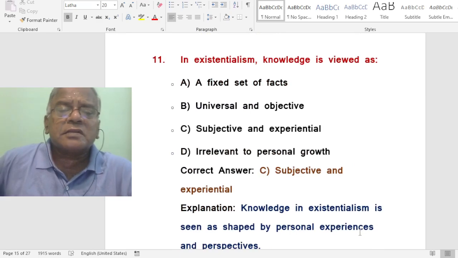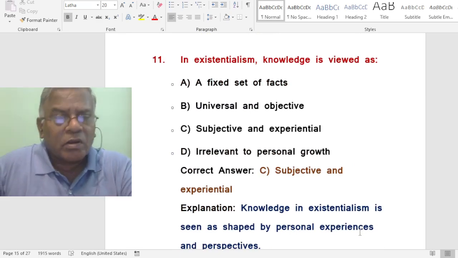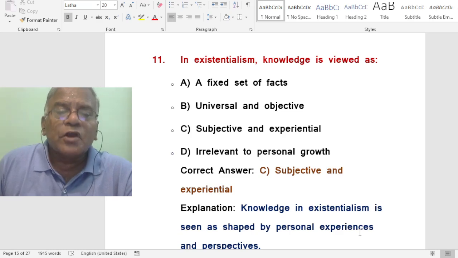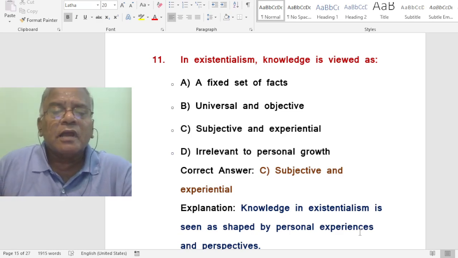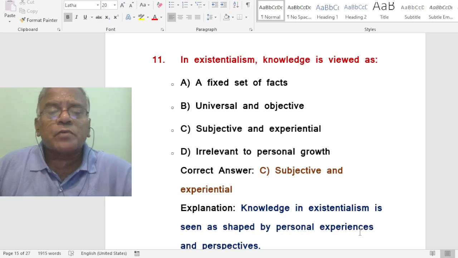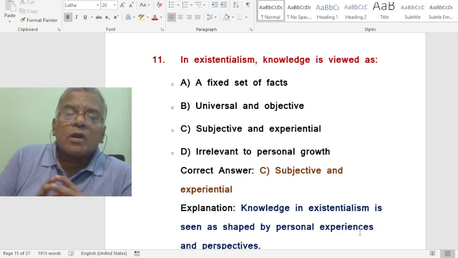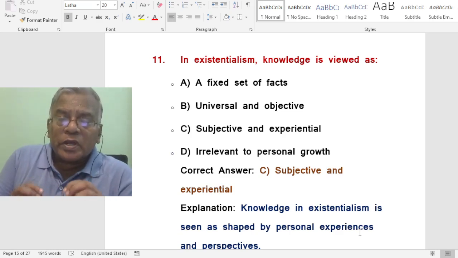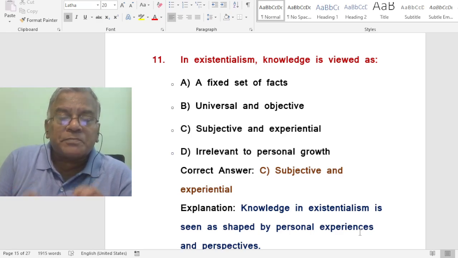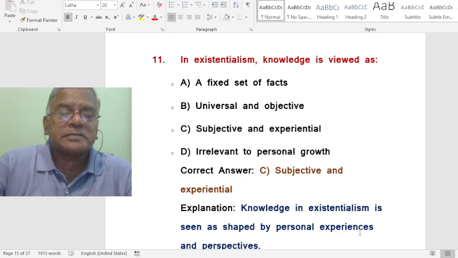In existentialism, knowledge is viewed as what? A fixed set of facts, universal and objective; subjective and experiential; irrelevant to personal growth. So what should be the correct answer among the four? Knowledge is viewed in existentialism as subjective and experiential.